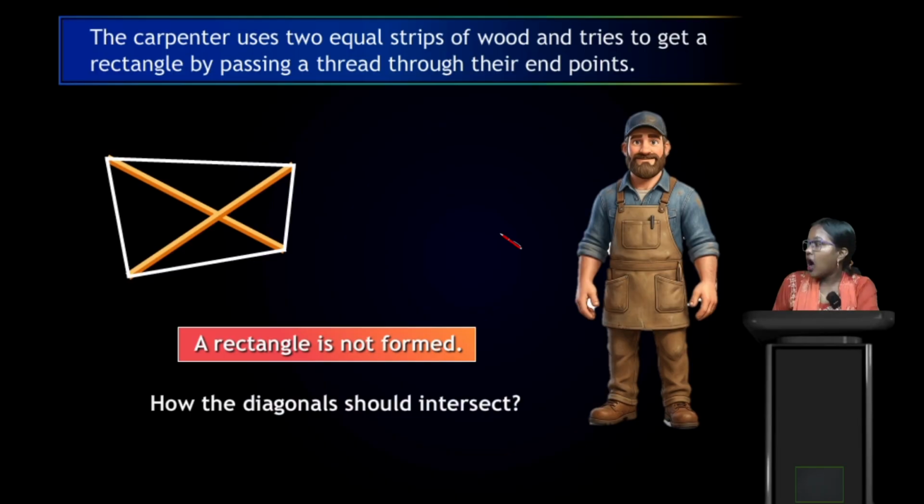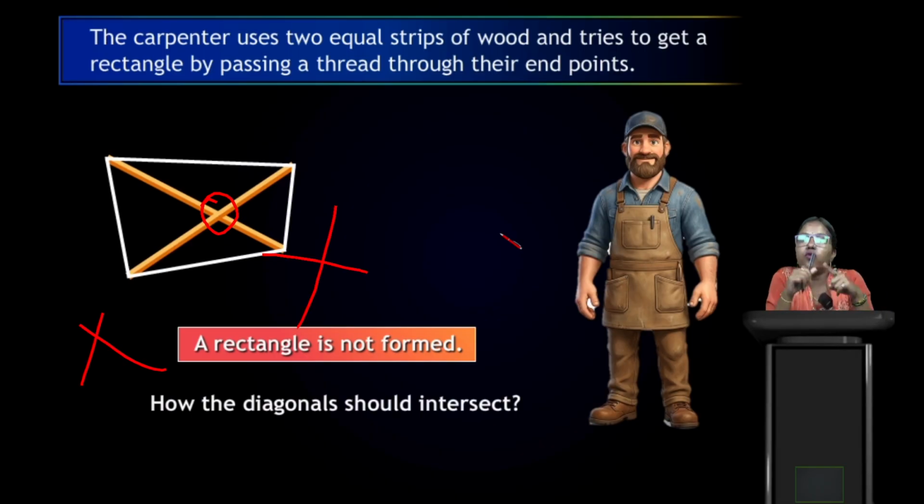So then how should the diagonals intersect? Now the question is, how should these diagonals intersect so that when you join all these corner points with the thread, it will look like a rectangle? What would be the meeting point of the diagonals? Is there any special meeting point, or can we meet these two strips of wood anyhow? Can we give the meeting at any point, or is there a particular place where both the diagonals will intersect to make it look like a rectangle? So let's see.